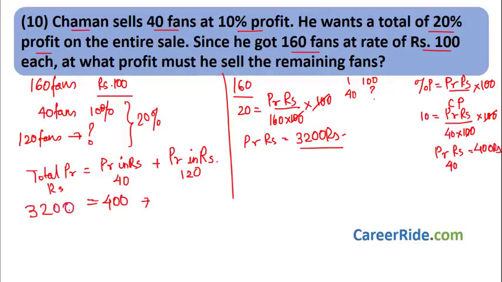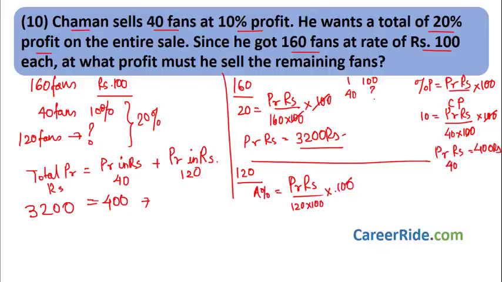Let's write over here. Now, profit in rupees for 120 fans. 120 fans are remaining. Now, at what percent profit should he sell? We do not know. Let us assume that he sells it at A percent. Profit in rupees, do we know? No. What is the cost price for the 120 fans? 120 fans, each fan is 100 rupees, multiplied by 100. What do we get? Profit in rupees for 120 fans is 120 multiplied by A.